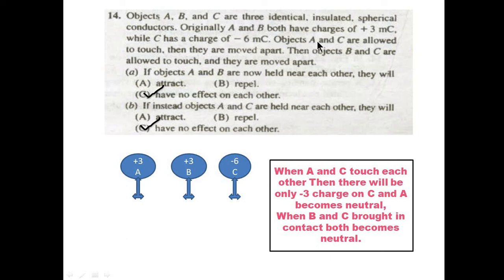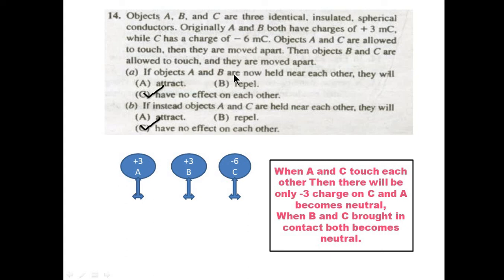Now, objects A and C are allowed to touch. When A and C touch, a minus 3 charge will move towards A and neutralize the charge on A, and C will remain with minus 3 charge. Then objects B and C are allowed to touch. Now B is plus 3 and C is minus 3. When plus 3 and minus 3 touch each other, they become neutral.